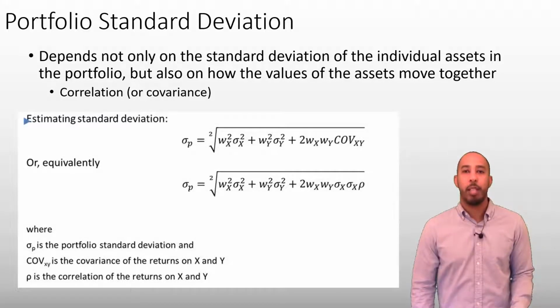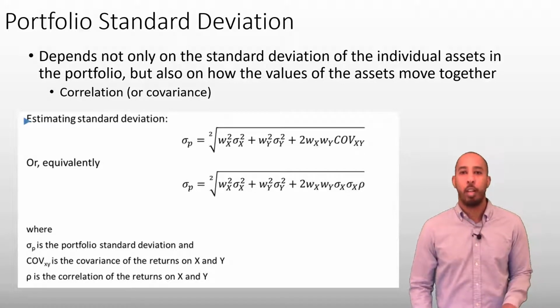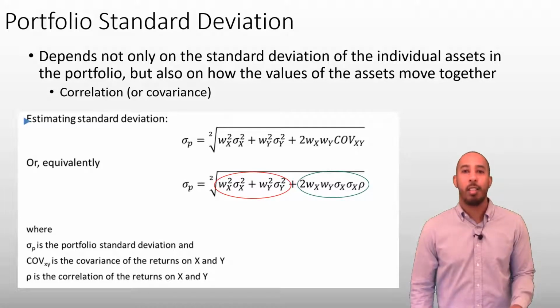Here's the formula to estimate the standard deviation of a two-asset portfolio. As you add more and more assets into the mix, the formula becomes longer and longer, but for our purposes, the two-asset case will be good enough to get the point across. We can focus on the second version of the equation, where it says the standard deviation of the portfolio is the square root of the weighted standard deviations, that's the part circled here in red, and this component here circled in green. Notice the last term is the Greek letter rho, which stands for correlation. So the standard deviation of the portfolio depends on the individual risk of the securities as well as their correlation.